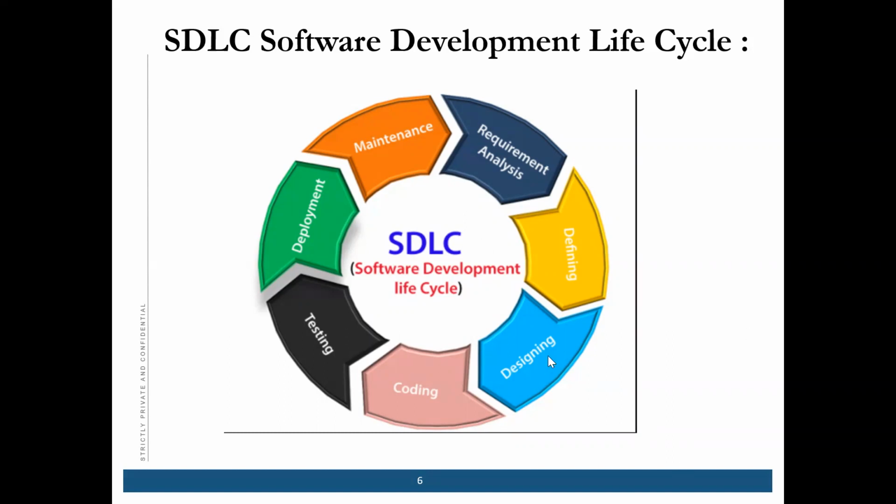Designing phase. The designing phase has two steps: high level design and low level design. So HLD is what? High level design. It gives the architecture of the product to be developed and is done by the architect and the senior developers. In low level design, can anyone tell who does the low level design?